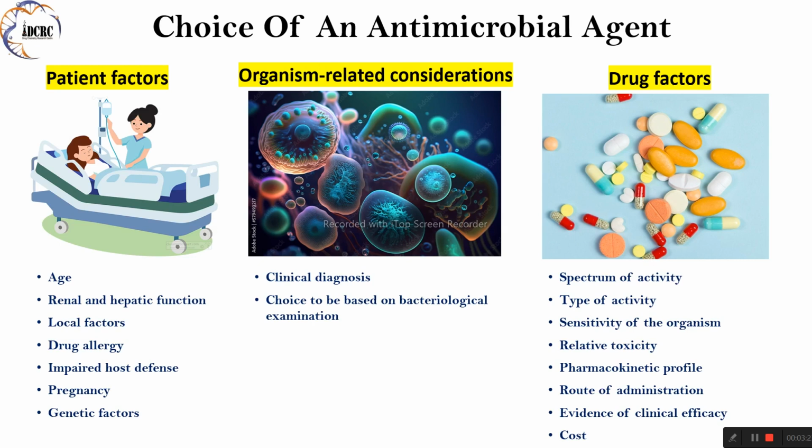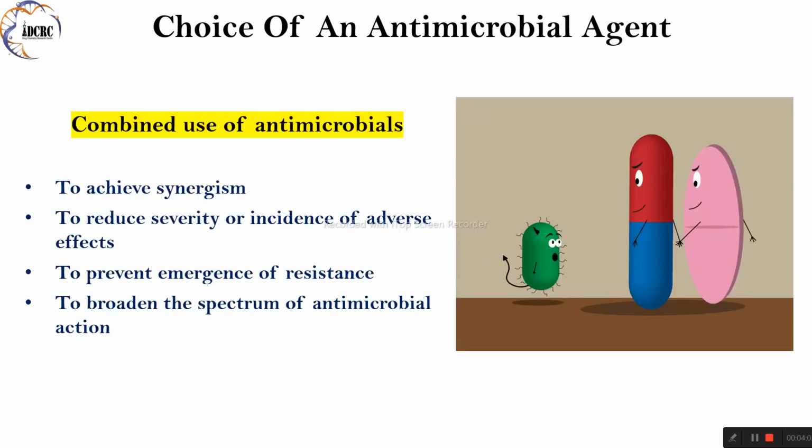Route of administration. The route of administration should be chosen based on the severity of the infection and the patient's ability to tolerate oral versus parenteral antibiotics. Clinical efficacy. Evidence from clinical trials helps determine the efficacy of different antibiotics in treating specific infections. Cost. Cost-effective antibiotics should be preferred when efficacy and safety considerations are comparable. Choosing the right antibiotic requires careful consideration of these factors to ensure effective treatment while minimizing adverse effects and resistance development. In the world of antibiotics, the idea of more is better doesn't always hold true.